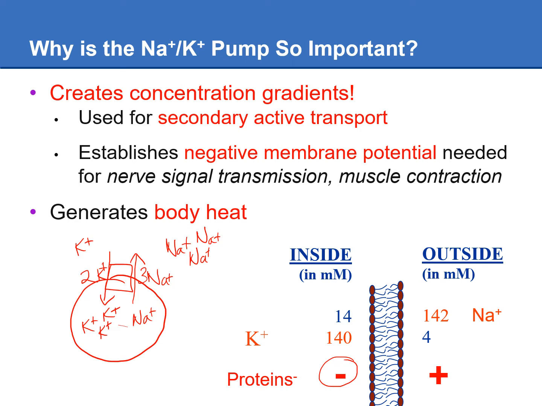And the other important thing is, because our sodium-potassium pump is a form of primary active transport and directly using ATP, as we break the ATP down, that's going to generate some heat. And that's where a lot of our body heat comes from, is from our sodium-potassium pumps.